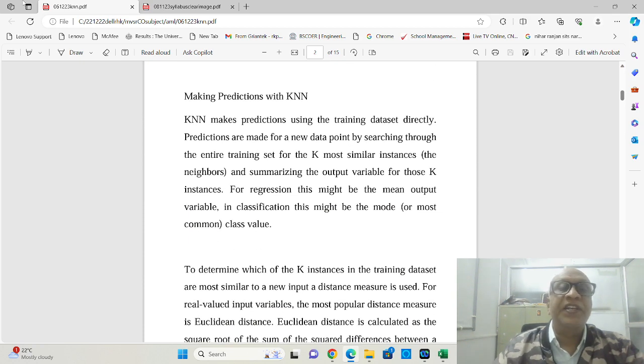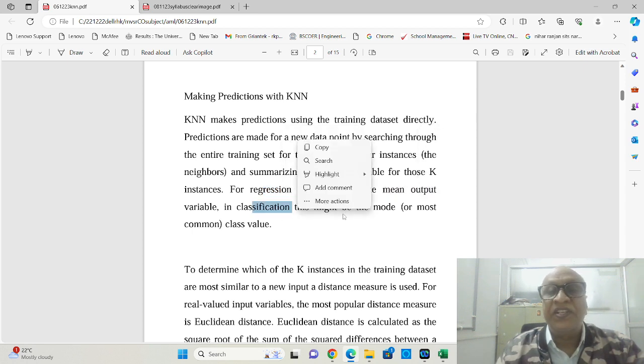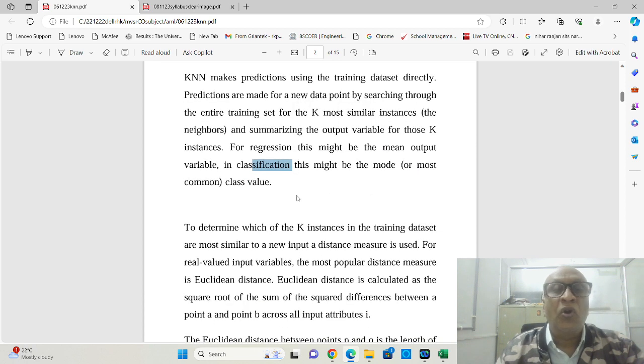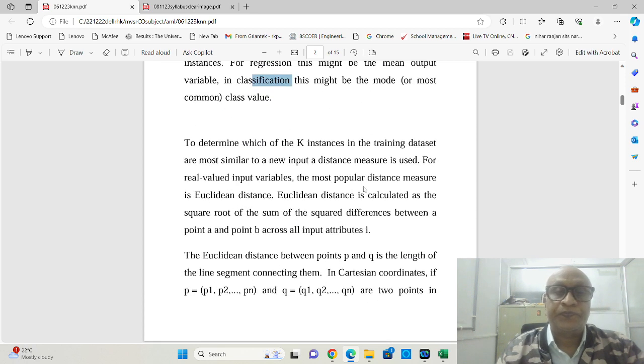So predictions with K nearest neighbor. For prediction, KNN uses the entire training data set directly. Predictions are made for a new data point by searching the training set for the K most similar instances, the neighbors, and summarizing the output variable for those K instances. If it is regression, it will be the mean output. If it is classification, it will be the most common value or the mode.